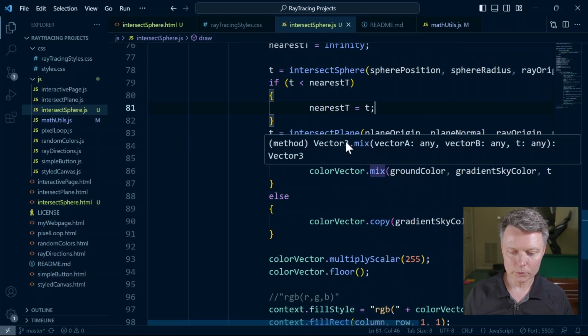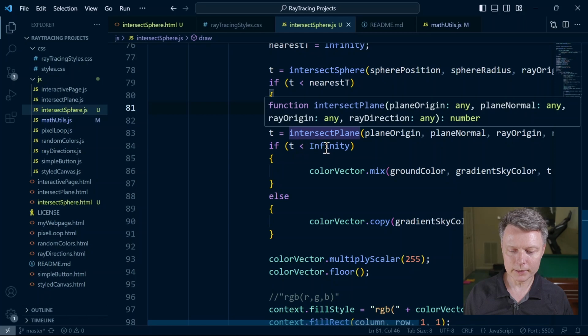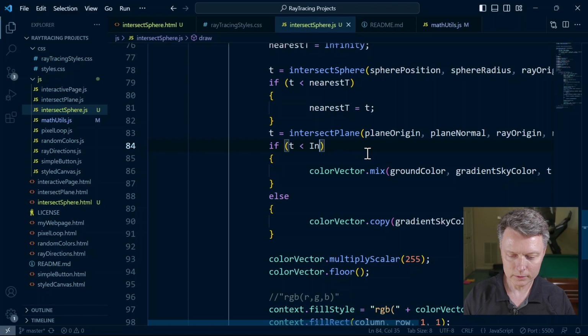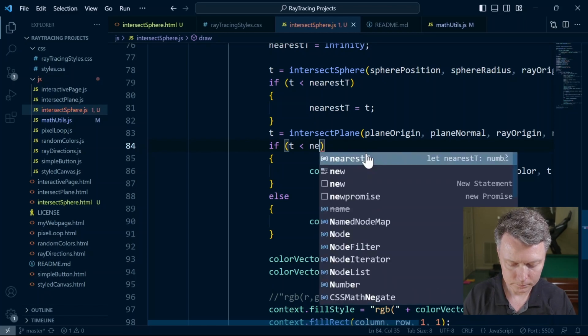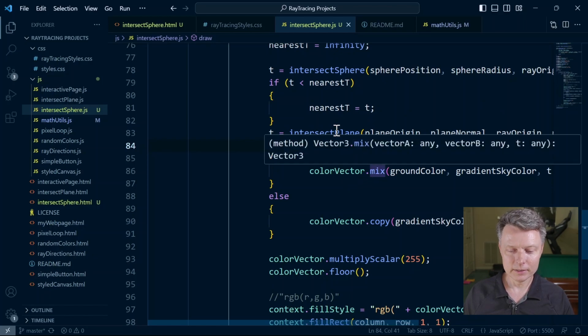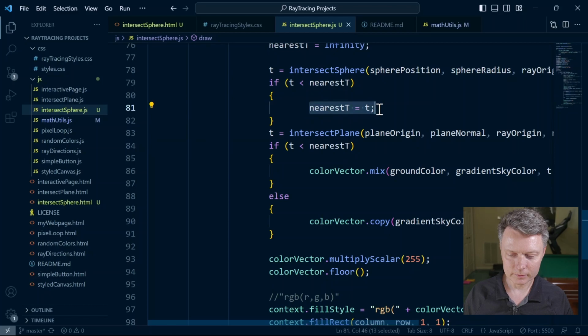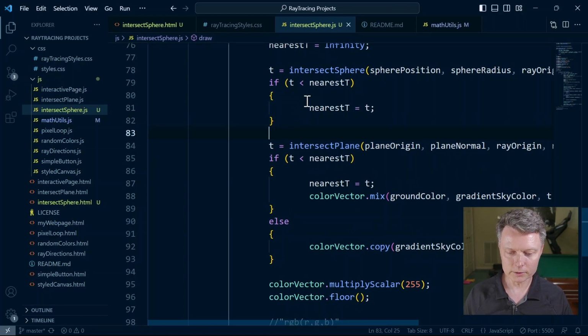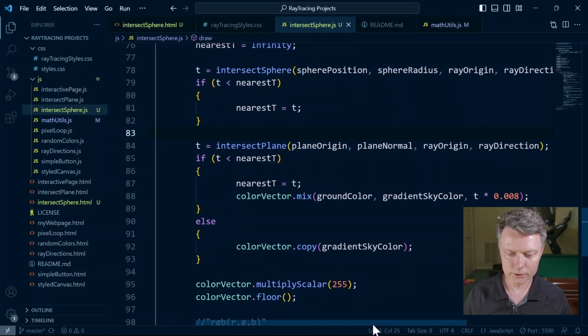And when we do the intersect plane, we have to do the same thing now. We have to test it against the winning record. So let's update this. And instead of infinity, now we need nearest t. And likewise, we have to update the winning t value again. So let's copy this line and update the running record. So paste it there. And maybe let's create a space between these two lines here. That looks a little better. And I'm going to move this over just a little bit.